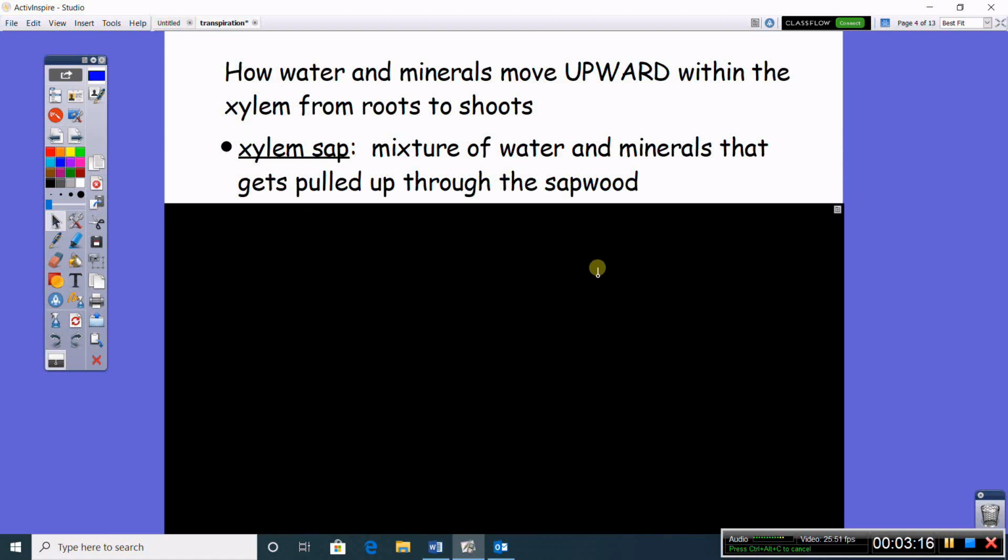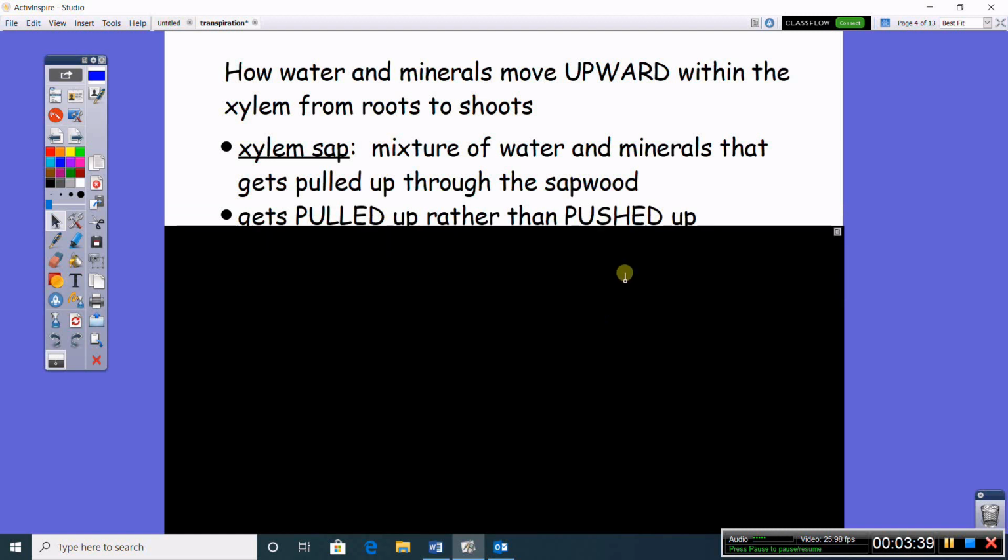And so remember in your maple syrup question that you did, I asked you if maple syrup was made from xylem sap or phloem sap, and it is indeed made from xylem sap. And xylem sap is just your mixture of water and minerals that gets pulled up through the sapwood. Remember, the sapwood can still conduct water, the heartwood cannot. The heartwood is clogged with resin.